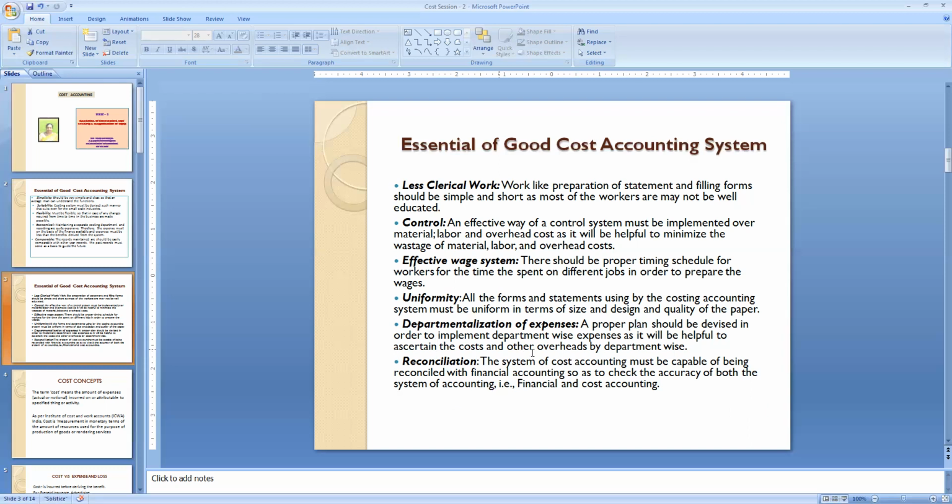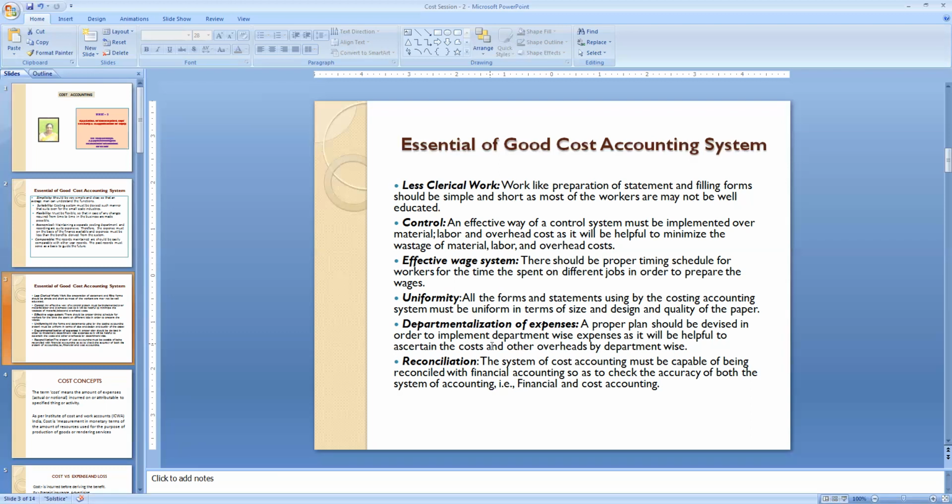And there must be departmentalization of expenses, because we know that in an organization there will be different types of departments, and each department incurs its own types of expenses. This must be possible, because with the help of this costing system only we are able to ascertain the cost of different sections or different departments, right?